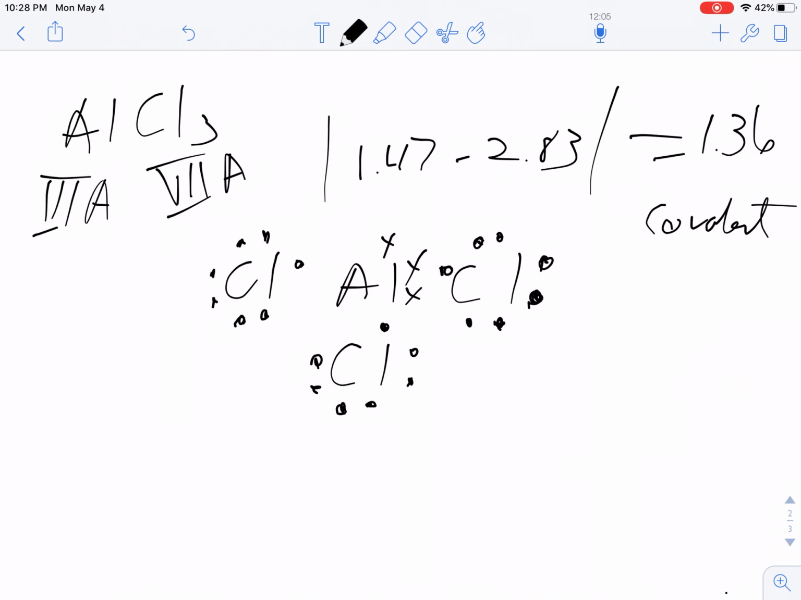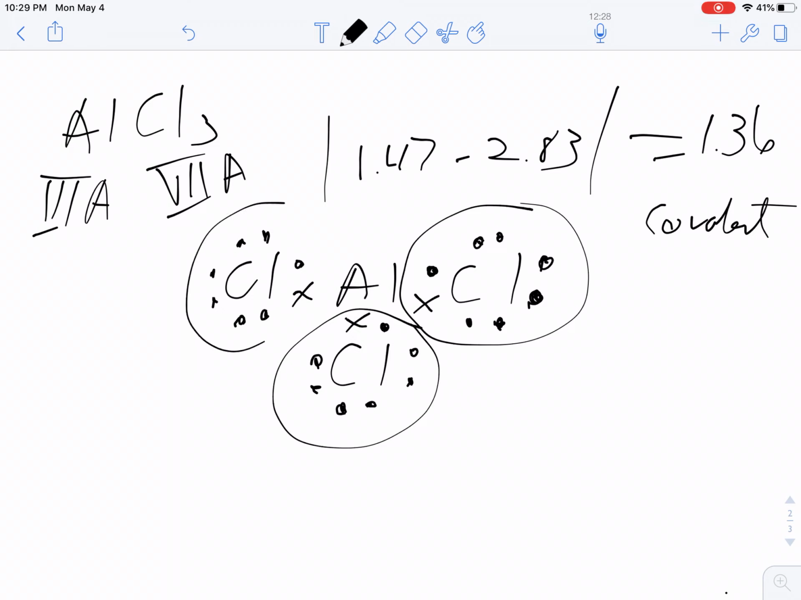So the way I'm going to do this is I'm going to move one of my electrons over here. I'm going to move another electron over here, and then my third electron I'm going to move right there. So then I can see now that I've got 8 around that chlorine, 8 around that chlorine, 8 around that chlorine, and 6 around the aluminum. Okay?